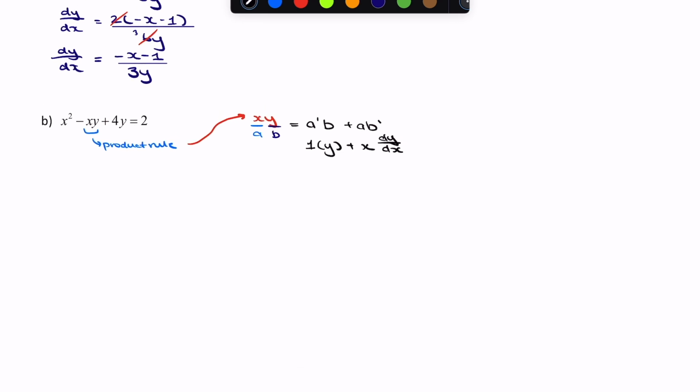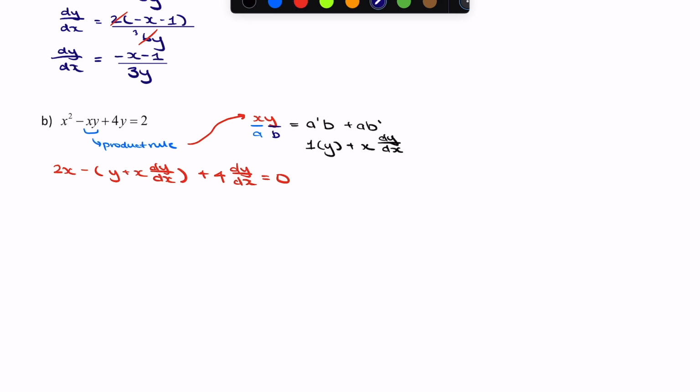Okay, so let's derive the rest of the equation. Here, x squared derives to 2x, and now we have y plus x dy over dx, which we found from using the product rule, plus 4 dy over dx is equal to 0.